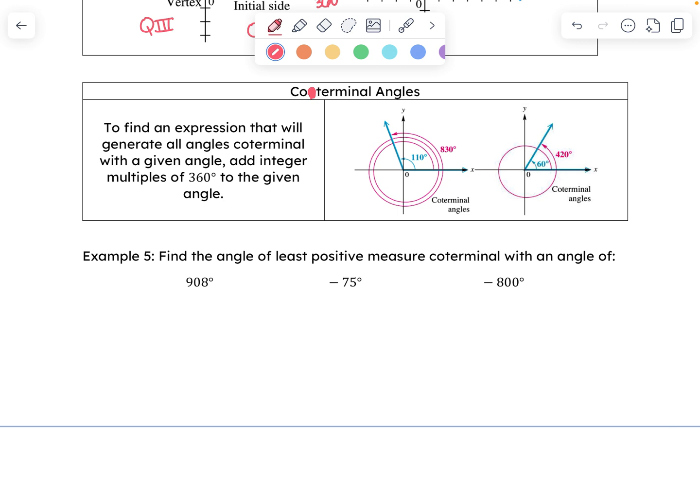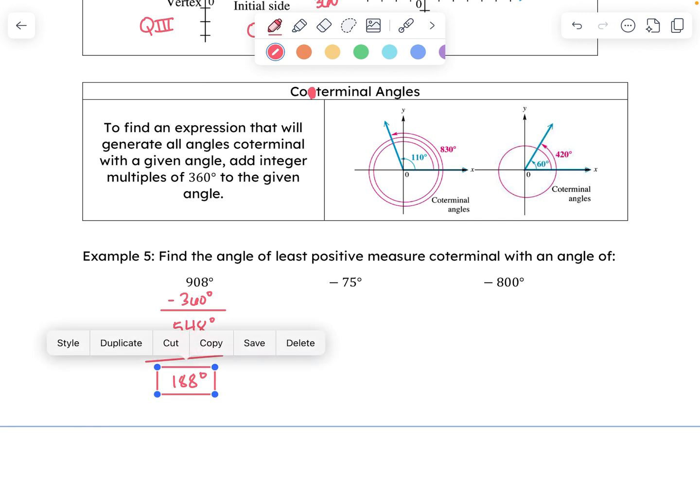So the easiest way to do this is just subtract 360 or add 360 until you get to something that's between 0 and 360. So if I'm starting with 908 and I subtract 360 degrees from it, that gets me to 548 degrees, which is not quite there yet. So I'm going to subtract 360 again, and that gets me to 188 degrees, which is in between 0 and 360. So that would be my least positive measure angle that's coterminal with 908.